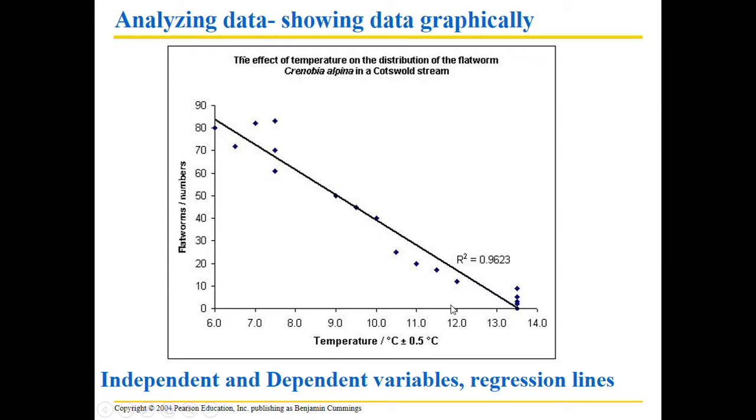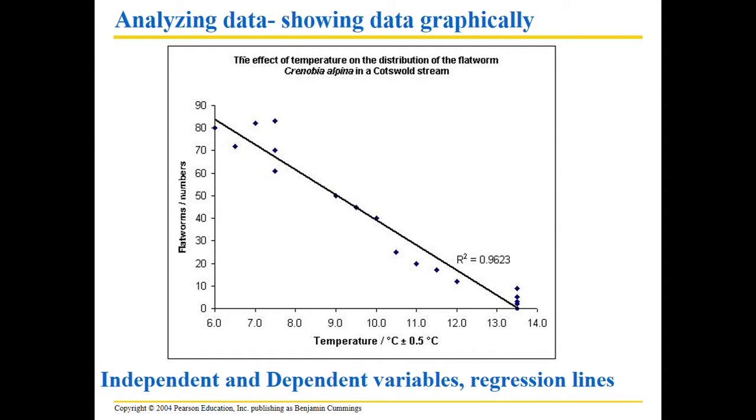After you plot these points in a program like Excel, you create this line, this trend line, and it shows the general relationship between these points. This one shows a negative trend line. So we see as temperature increases, the number of flatworms decreases, which we would say is inversely proportional. So as temperature goes up, the flatworms go down. That is a negative relationship.